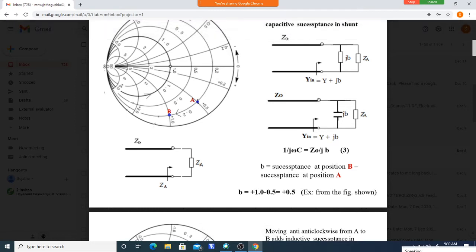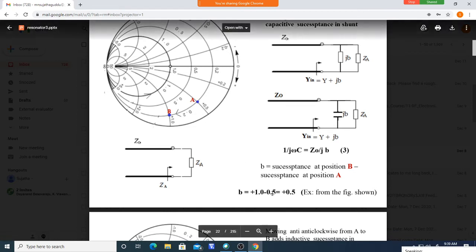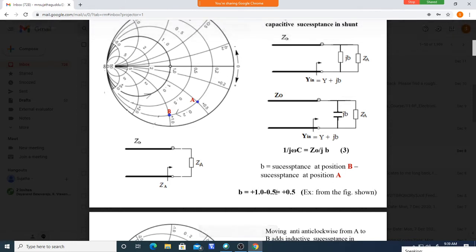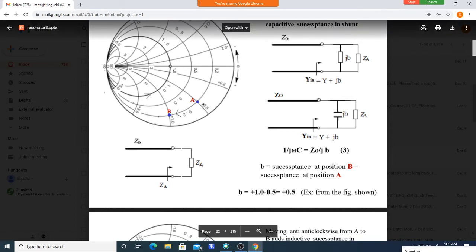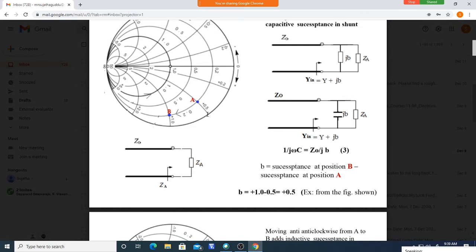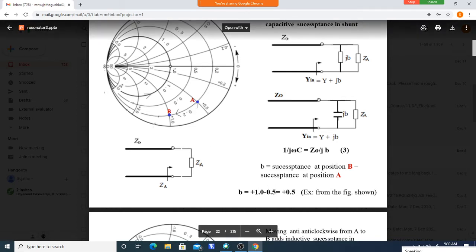You read which susceptance circle is passing through this point. See, this is the susceptance circle passing through that point. What is the value of that circle? It is 0.5. This is plus 0.5, because all the B values below are positive.